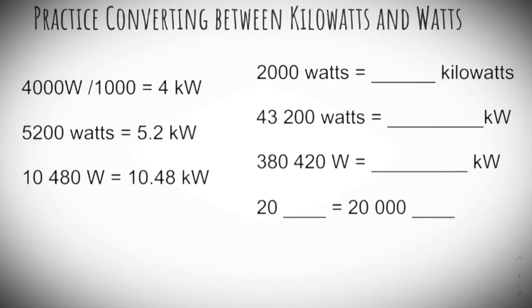To convert between kilowatts and watts, right? There's a key thing to remember. 1,000 watts is the equivalent of 1 kilowatt. So when you know that, we just have to divide our watts by 1,000 to get kilowatts.